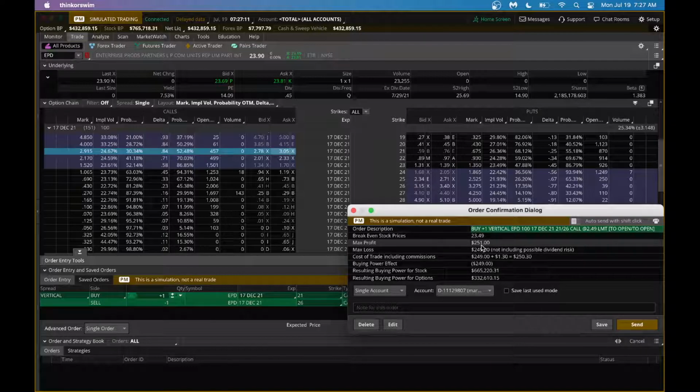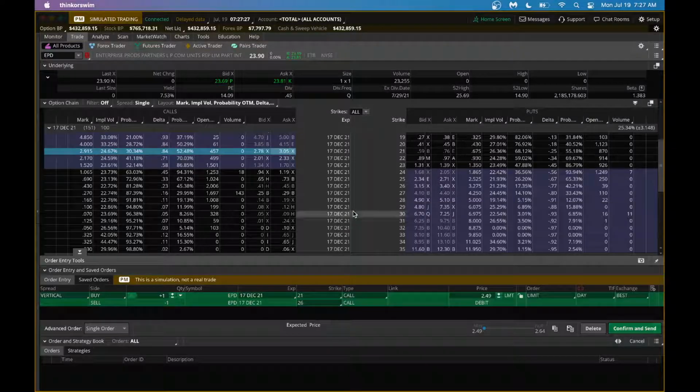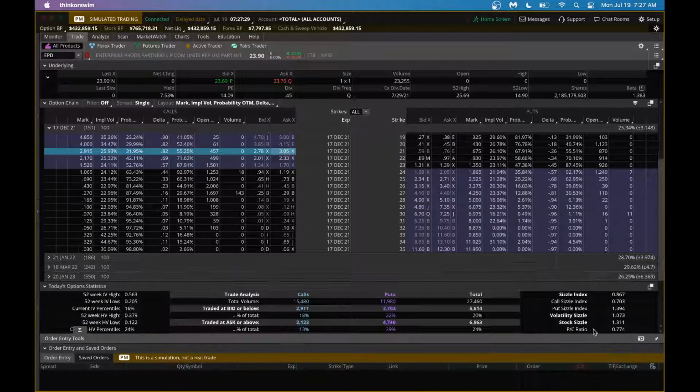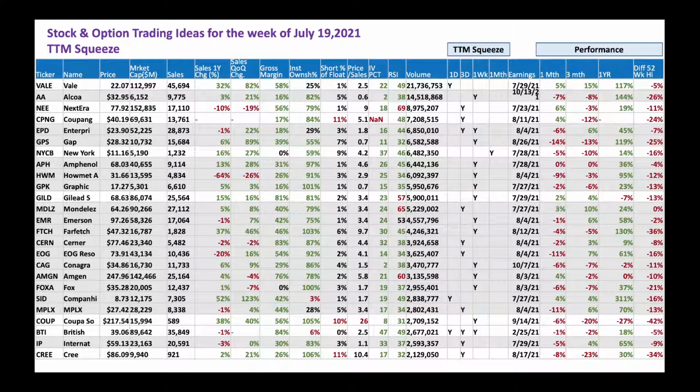You are more than doubling your money, and you're doing it with the small cost basis, which is $249 that you're paying right now. So your break-even point is below the current stock price, as you can see here, which is a conservative strategy. So you could confirm and send this. And now let's look at one or two more ideas.